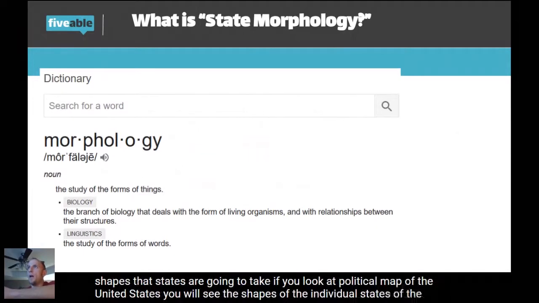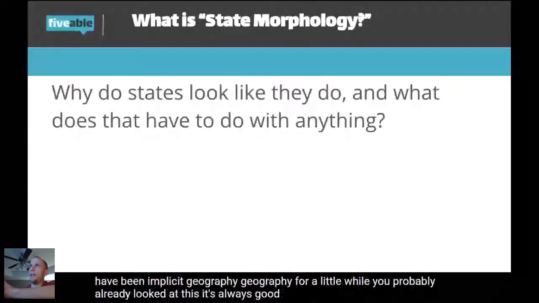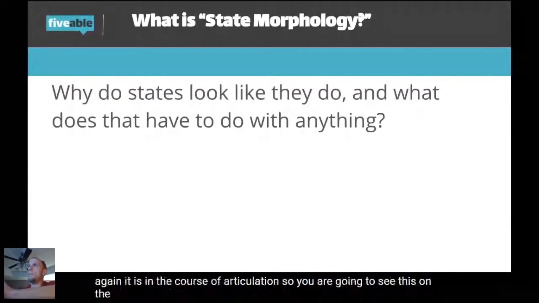A lot of those are going to be compact. We're going to talk about it. So state morphology is the shapes of states, simply put. And honestly, this is something that a lot of you probably covered earlier in the unit. If you have been in political geography for a little while, you've probably already looked at this. It's always good to come back and look at it again. It is in the course, so you are going to see this on the AP exam.